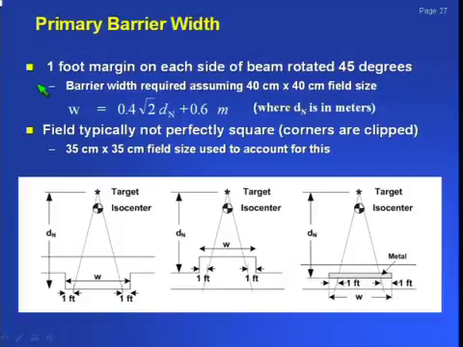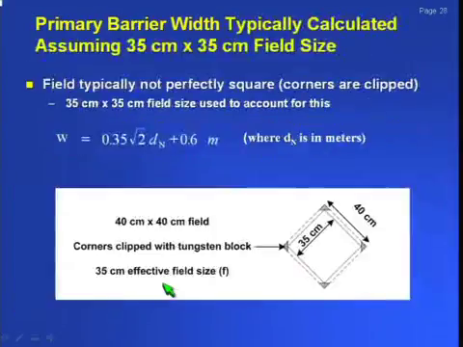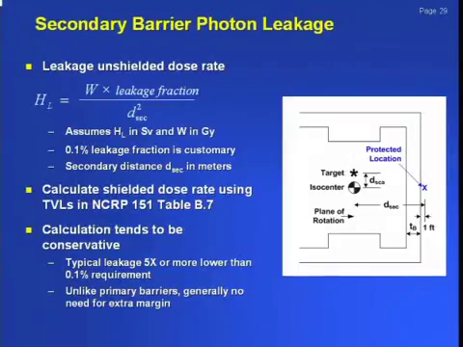And what you want to calculate is your width: project your beam all the way out to your barrier and add 1 foot to this greatest width. Your field is typically not perfectly square. Obviously, your corners are clipped. So when you say you have a 40 by 40 field, you really have a 35 by 35 on the diagonal. As far as secondary barriers, this is where life gets complicated.